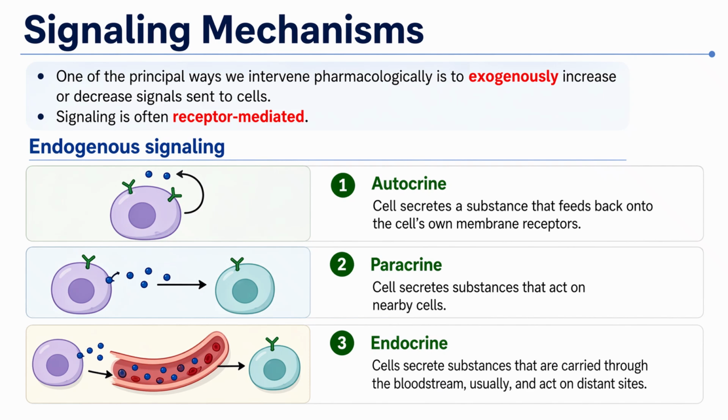And we see some examples there at the bottom indicating the types of endogenous signaling. So whether it's autocrine, which is secreting a substance that feeds back on itself, or paracrine, where it's secreting a substance that acts on some cells nearby, or, as you're most familiar from the endocrine system, endocrine signaling mechanisms whereby a cell secretes a substance, it's carried through the bloodstream and usually acts at a cell that's at a distant site. So the hormone or medication, or in this case the signaling, has circulated through the blood to get where it needs to go.